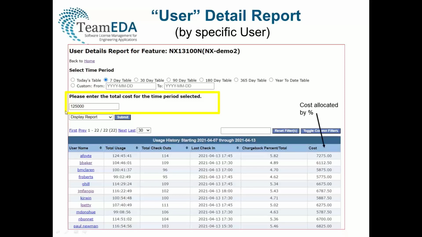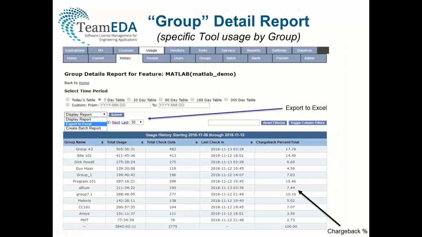And the beauty of the tool is that it also allows you to assign cost to each user. So here there is an option to fill in the cost for 7 days. So you can enter what is the cost for this particular NX for 7 days, and it will assign cost to each of your users. So if you do a chargeback to them, this is very useful. Right? Next, similar to user detail report, there is a group detail report.